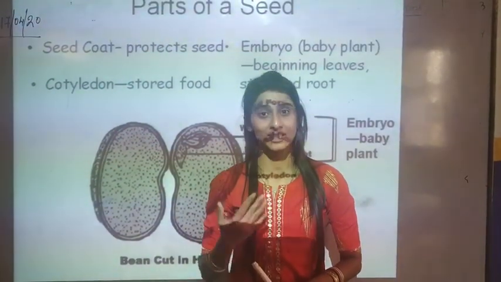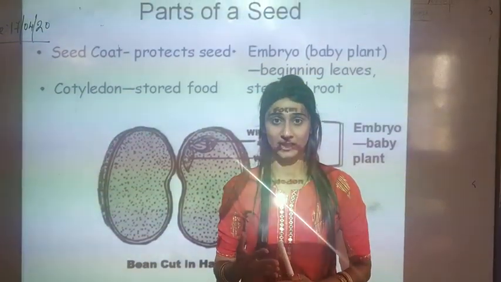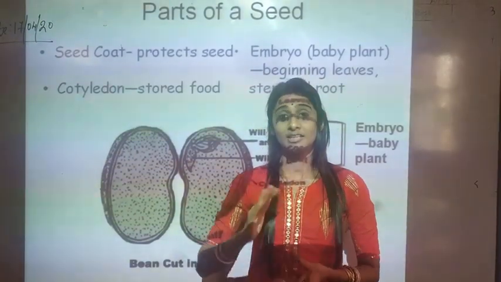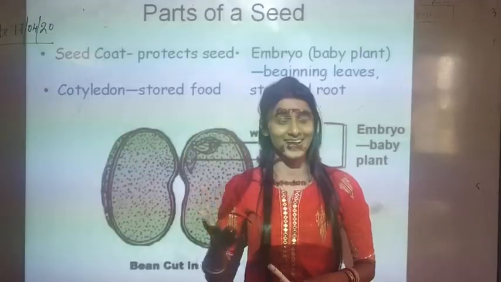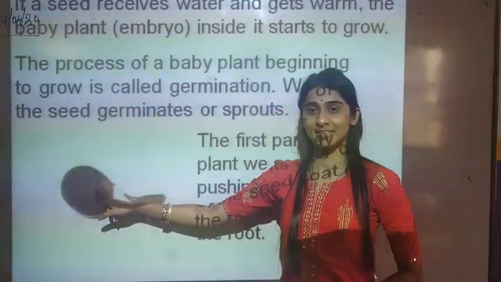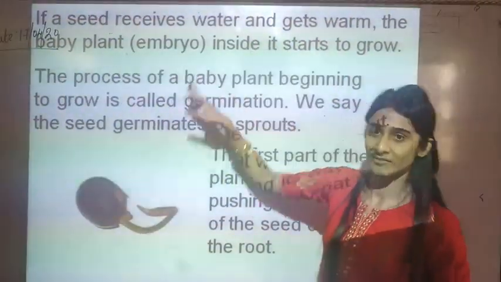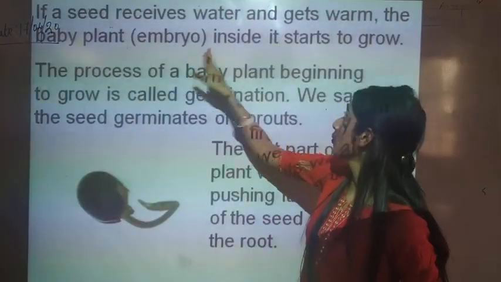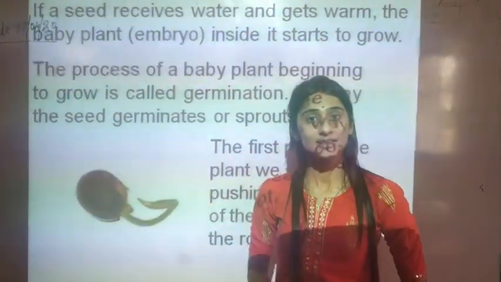sprouts, means it's germinated, and the first part that is germinated is the root of a plant. Then slowly the root goes downward and the shoot part goes upwards, means in the direction of the sunlight. So here you can see how a seed is germinated. If a seed receives water and gets warm, then the baby plant, the embryo, starts growing, and this process is called germination.